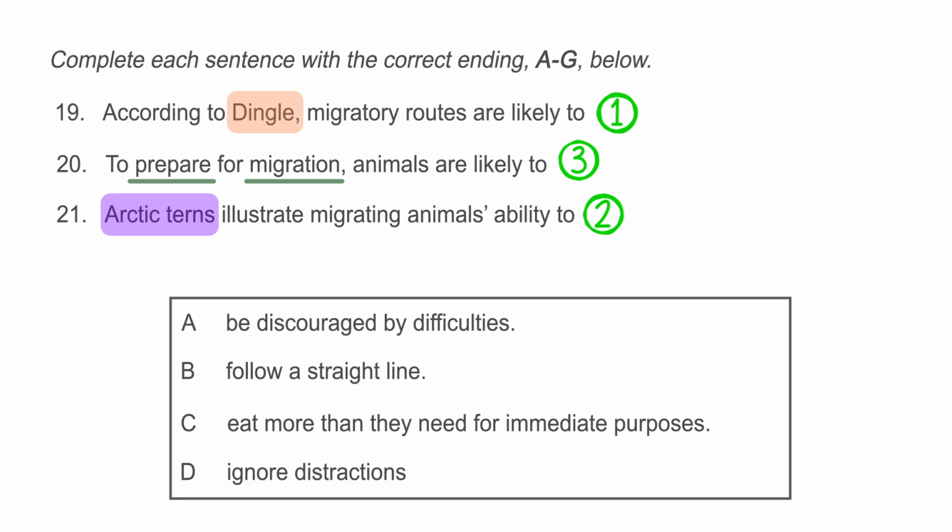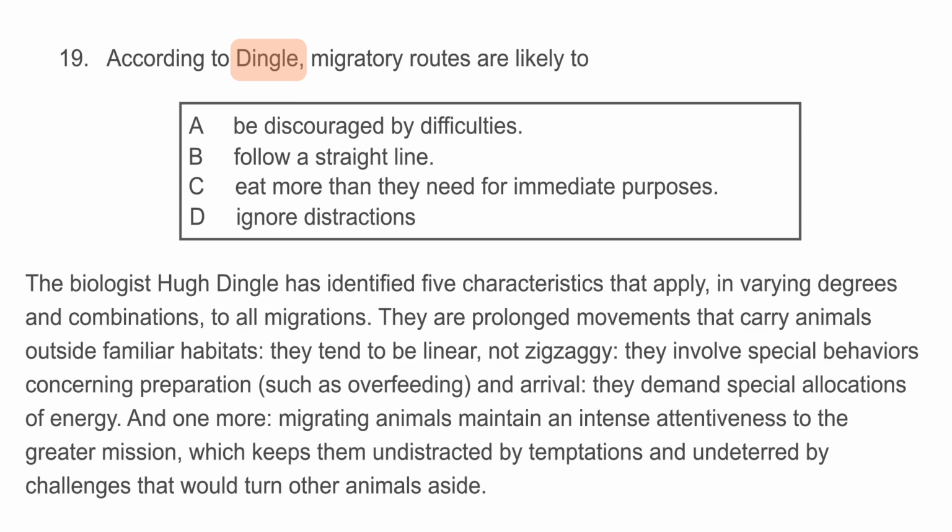Now, we'll start answering question number 19, and here, what we're going to do is try to find our keyword, and that was Dingle. According to Dingle, migratory routes are likely to. So in reading the text, I came across a paragraph where Dingle was used in the first sentence. As you can see here, the biologist Hugh Dingle has identified 5 characteristics that apply in varying degrees and combinations to all migrations.